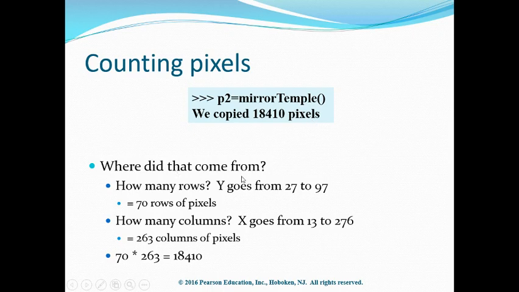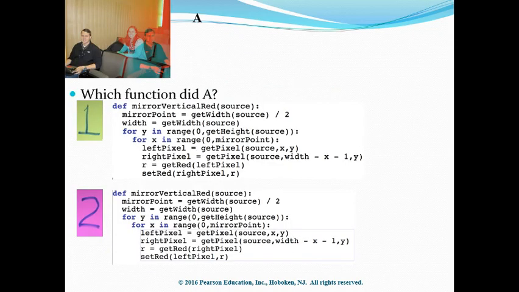18,410 pixels. So where did that come from? How many rows? Y goes from 27 to 97. That's 70 rows. How many columns? 13 to 276. That's 263 columns. 70 times 263 equals 18,410. So what function did this?